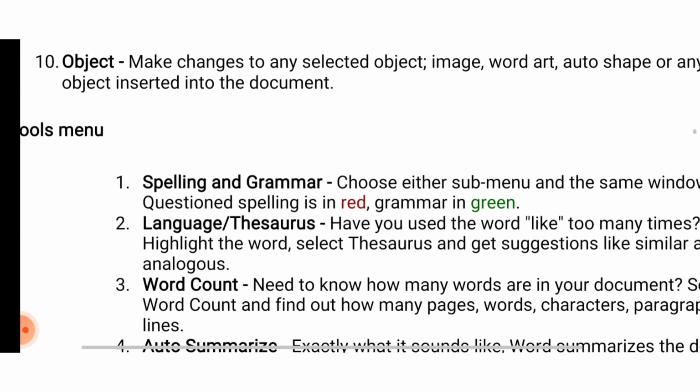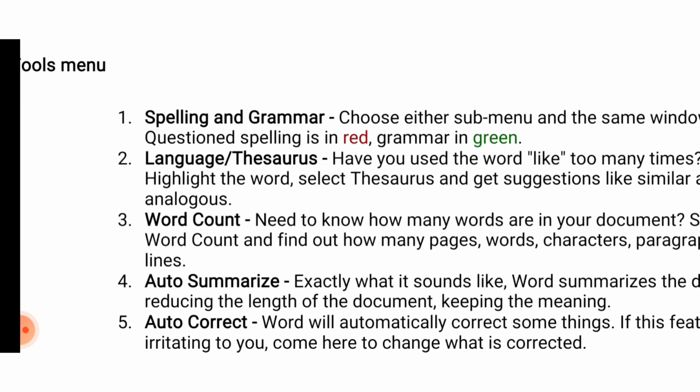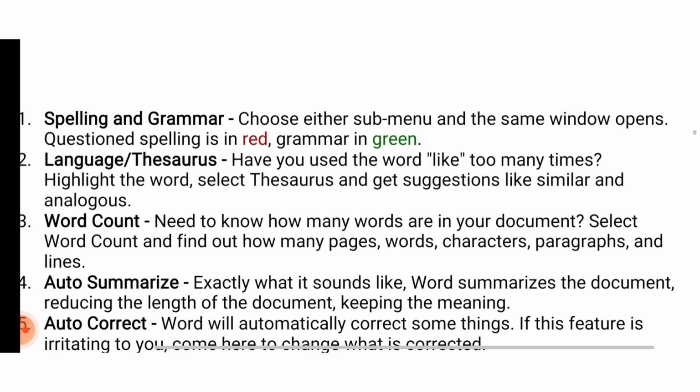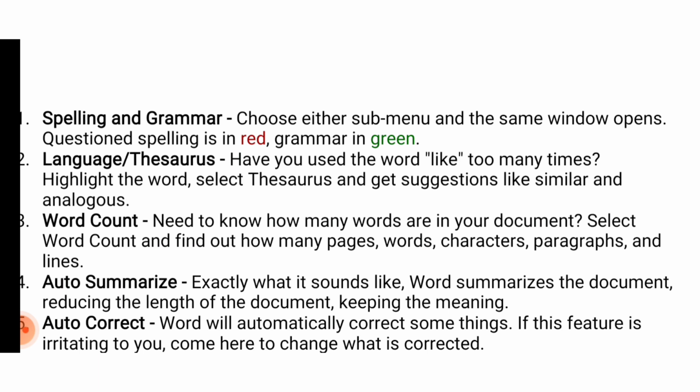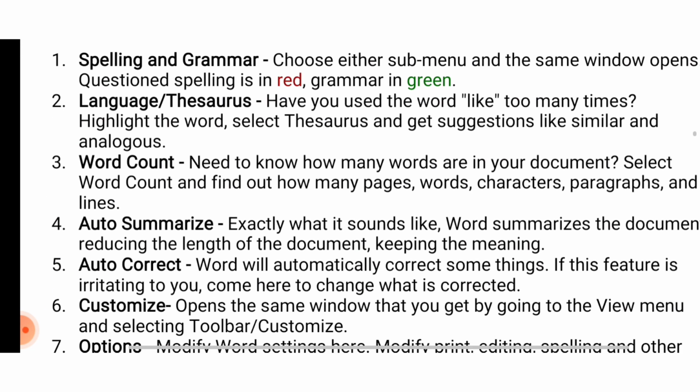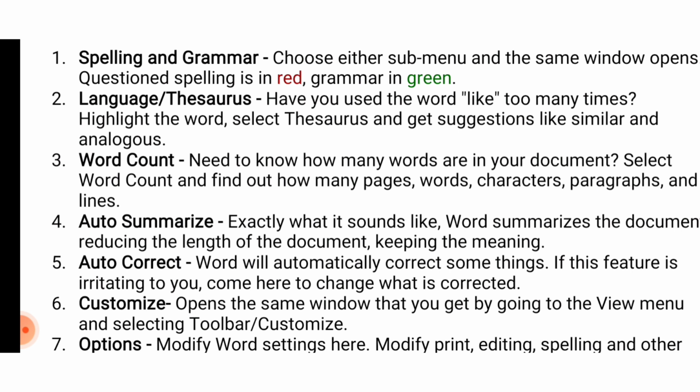Next is the tools menu. It has several menu icons: spelling and grammar, thesaurus, word count, auto summarize, auto correct. The spelling and grammar is used to choose either submenu and the same window opens. Spelling is in red, grammar in green. Languages, it is used to select thesaurus and get suggestions like synonyms and analogies.